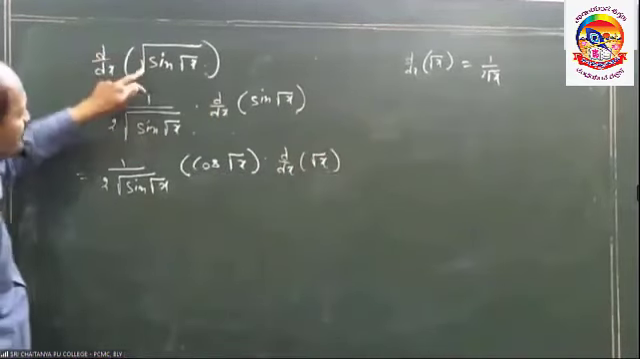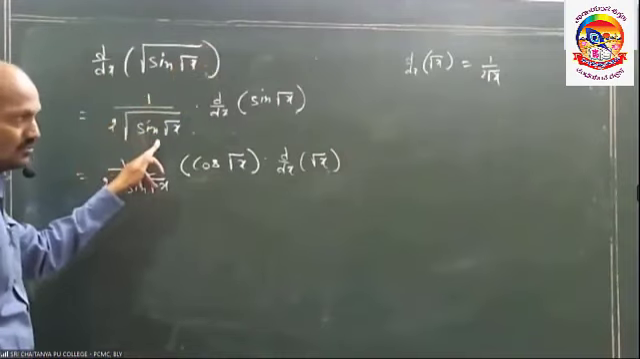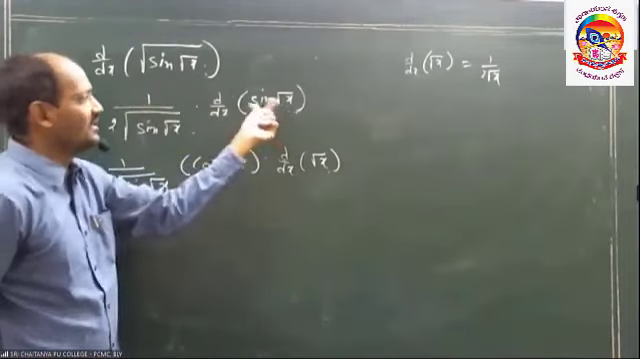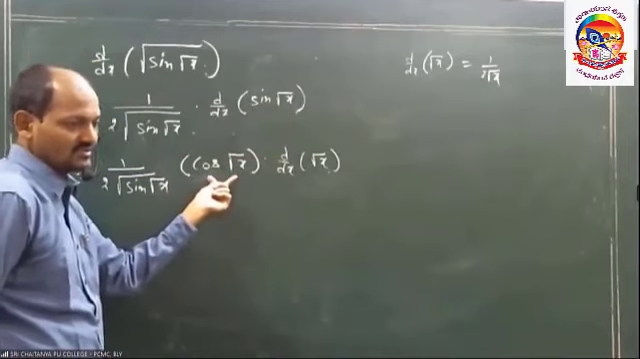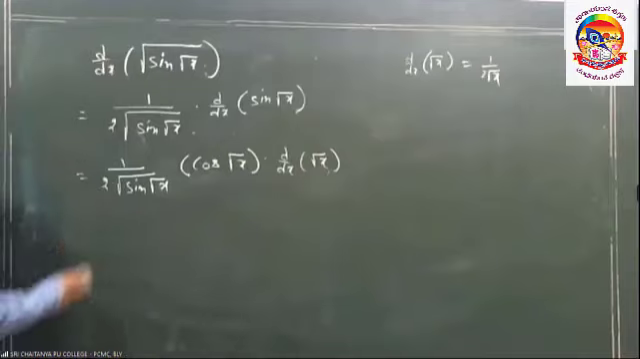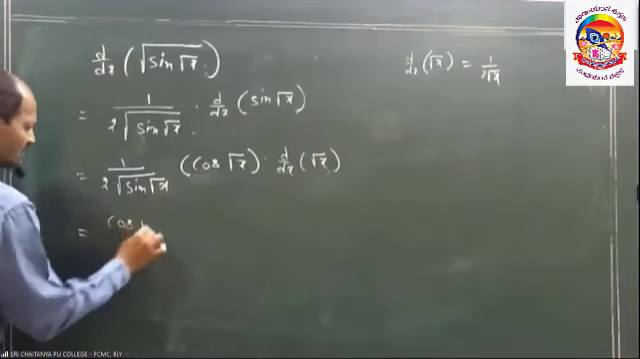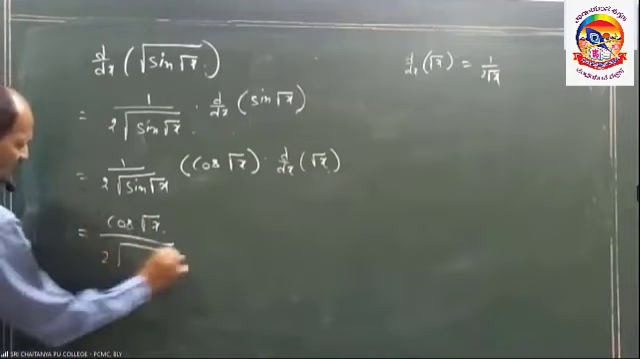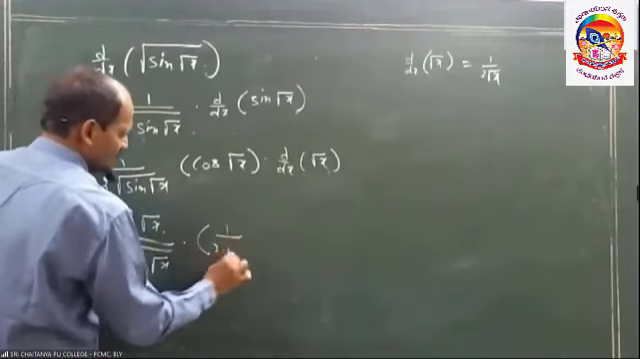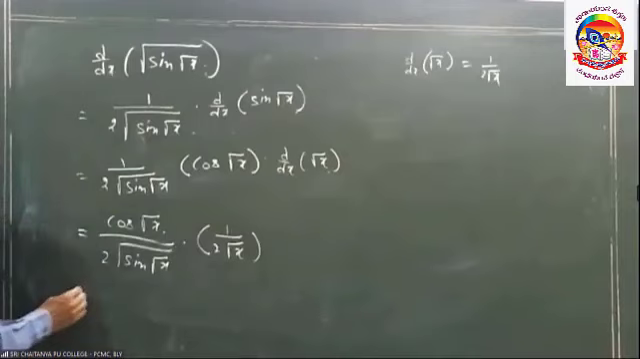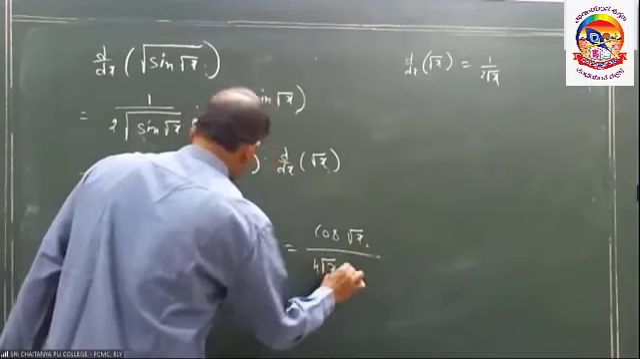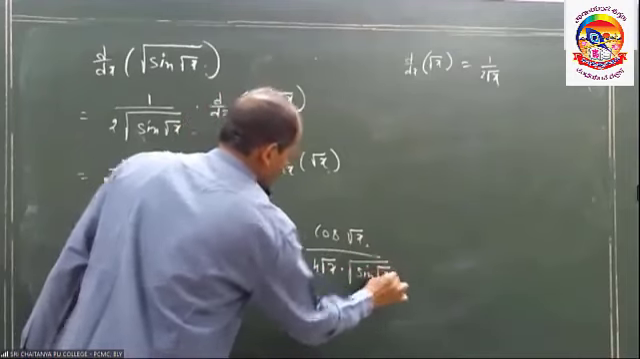Listen carefully. First it is root, so 1 by 2 root, into the derivative of sine. The derivative of sine root x is cos root x, into the derivative of root x. The derivative of root x is again 1 by 2 root x. So it is cos root x divided by 2 root of sine root x, into 1 by 2 root x. So it is cos root x divided by 4 root x into root of sine root x.